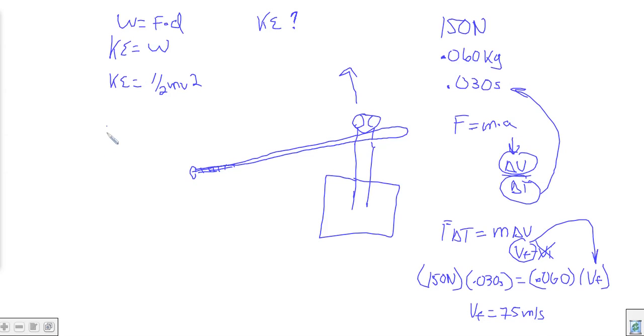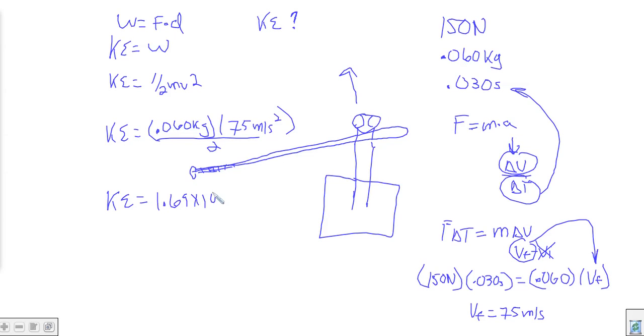Sweet, I can put this in here now. So my kinetic energy is going to equal my mass, which is 0.060 kilograms, times my 75 meters per second squared, divided by 2. And so I'm going to find that my kinetic energy equals, I wrote it down earlier here, 1.69 times 10 to the second joules. All right, so there's kinetic energy, and that's the kinetic energy that the ball has.